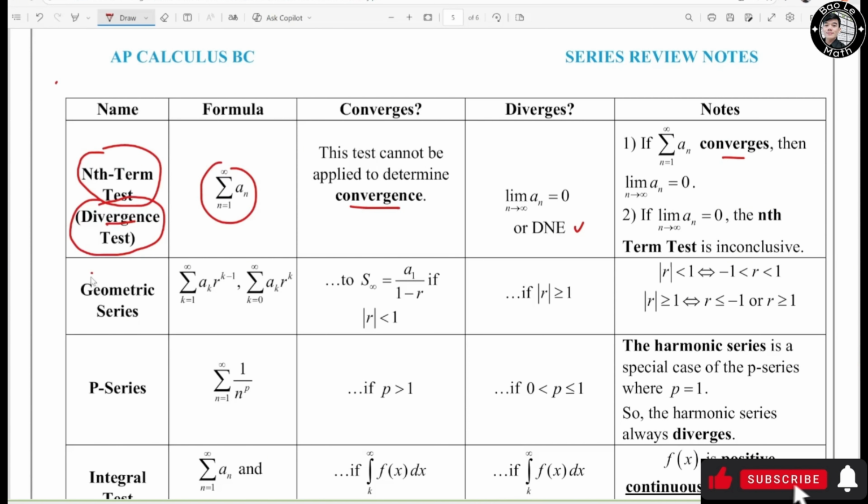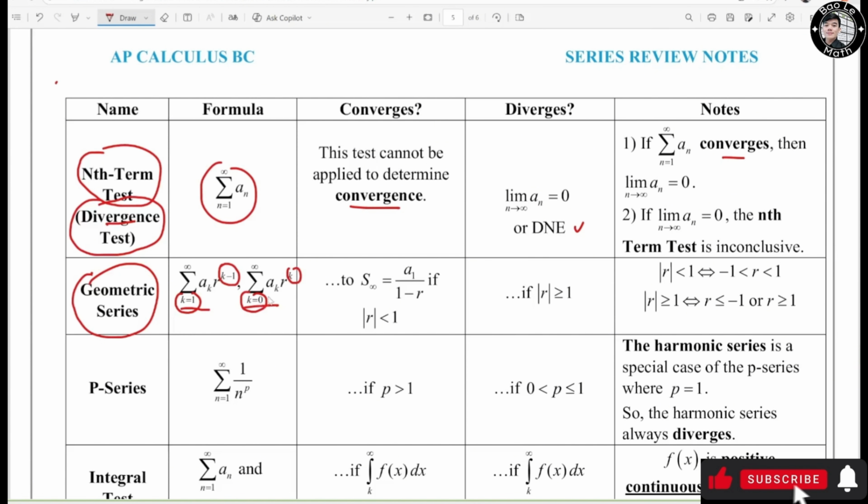Now, the next one is the geometric series. You have two different ways to write the geometric series right here. Remember, if k starts from 1, then this must be k minus 1. If k starts from 0, this must be k. So you need to be aware of this.